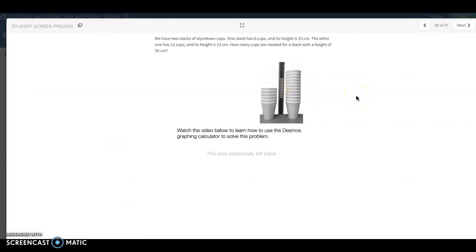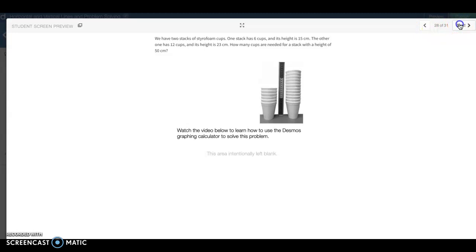Hi, this is a tutorial on how to use the Desmos graphing calculator to write some linear equations and solve some problems. So here's a problem that we're familiar with. We have two stacks of styrofoam cups. One stack has 6 cups and its height is 15 centimeters. The other one has 12 cups and its height is 23 centimeters. How many cups are needed for a stack with a height of 50 centimeters?